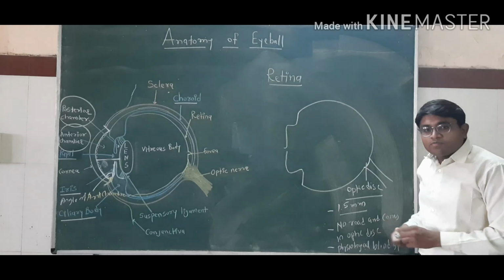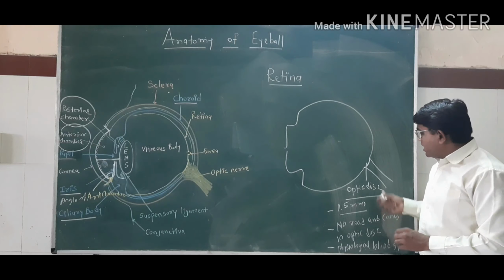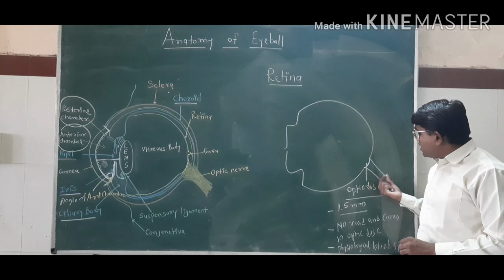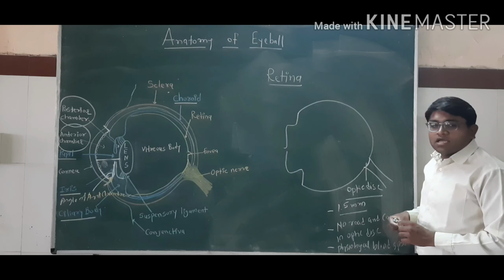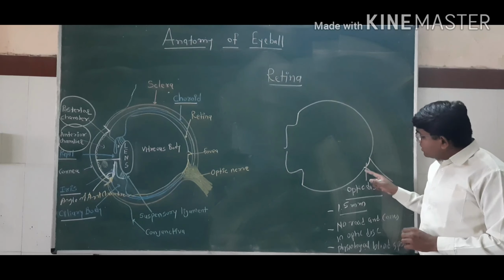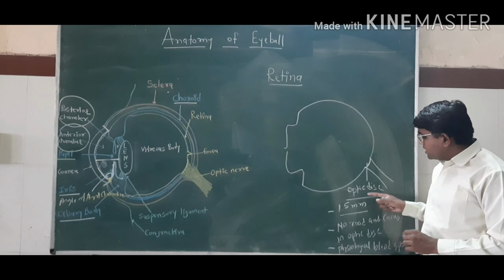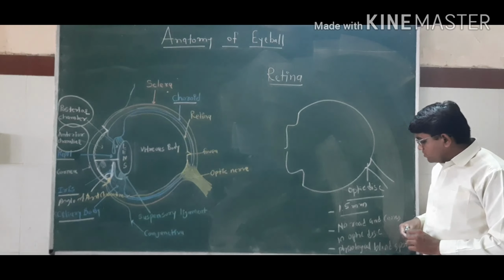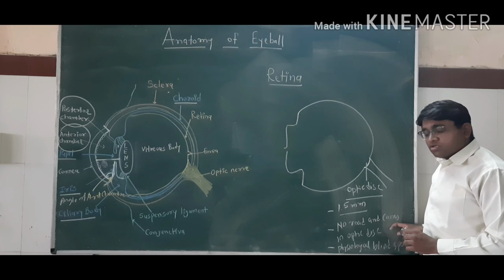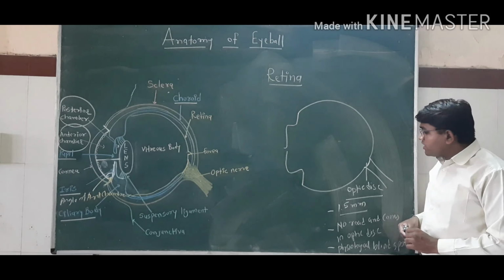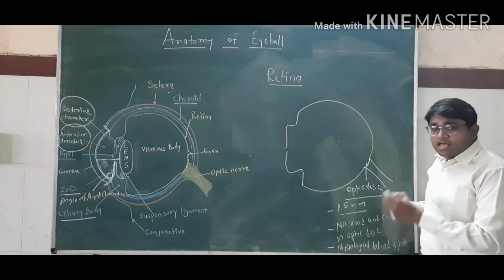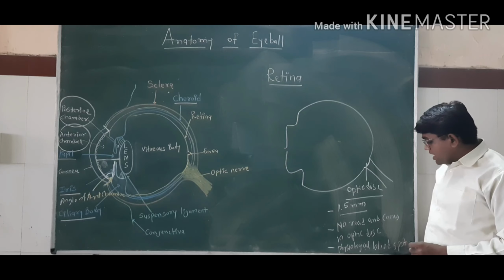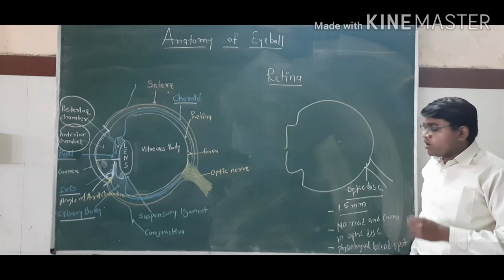Okay, so what is the optic disc? Optic disc is a part of the retina just opposite where the optic nerve enters into the retina, and this depression is known as the optic disc. It is about 1.5 millimeter in diameter. There are no rods and cones present in this optic disc, and that's why it has no relation with the function of vision. That's why this area is also known as a physiological blind spot.